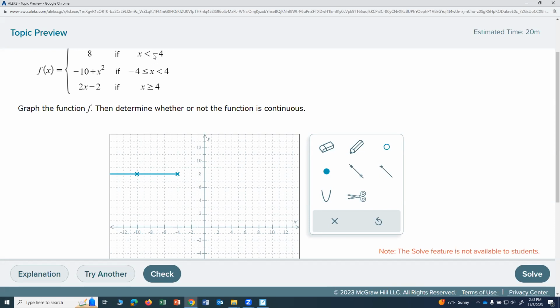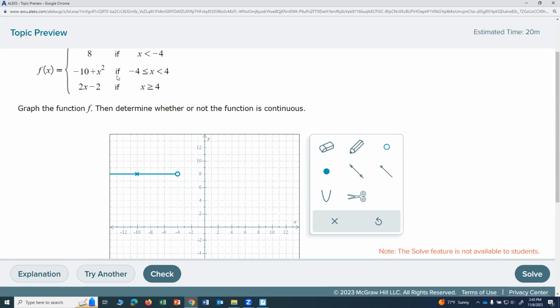Now notice that this is a strictly less than, so I'm going to do the hollow dot and put it at the end of that segment. All right, I'm done with the first piece. Y equals 8 if x is less than negative 4.